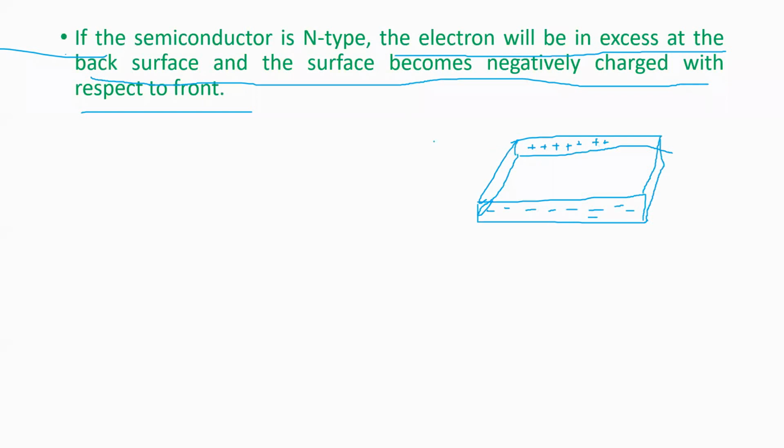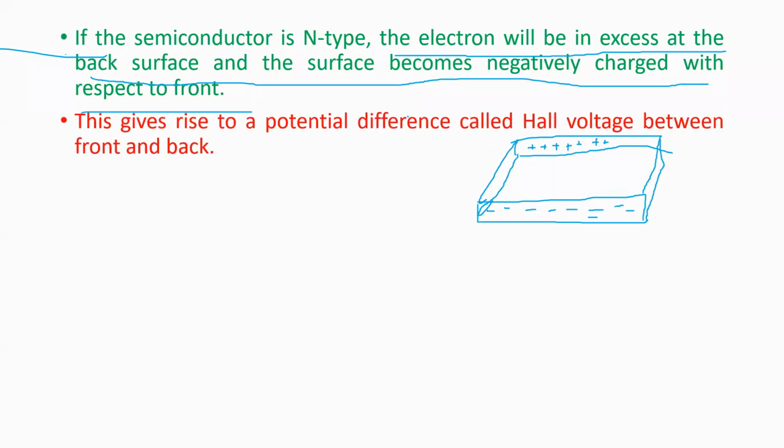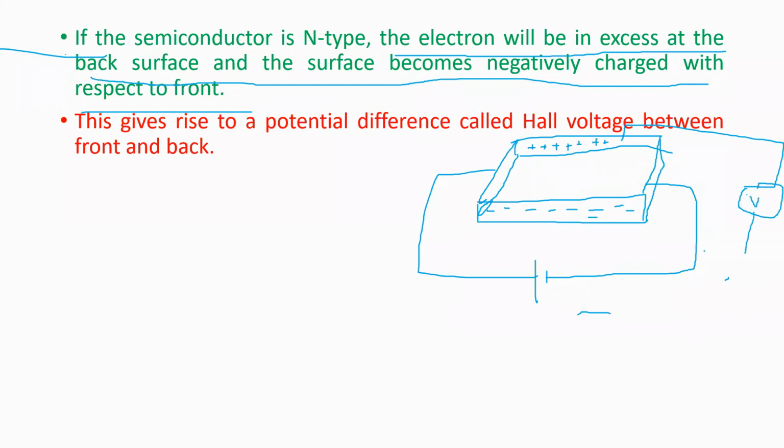So this is the entire thing. This is for n-type. And because of that, what happens? A potential difference is being created. So you have a sample like this, and the current is there. You are placing it under some magnetic field. So charge separation is there. So a potential is being developed, and that potential voltage, if you measure with the help of a voltmeter, is called Hall voltage between the two surfaces.